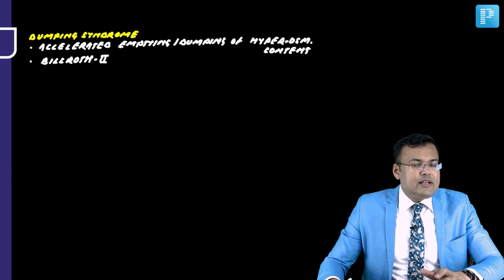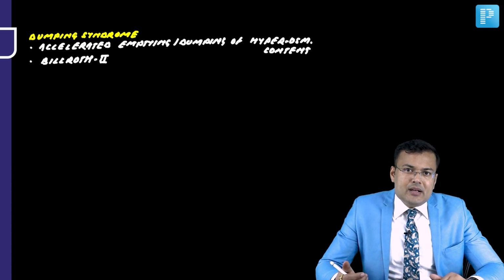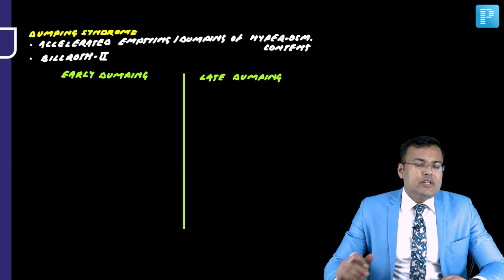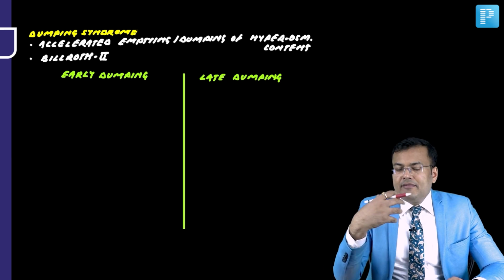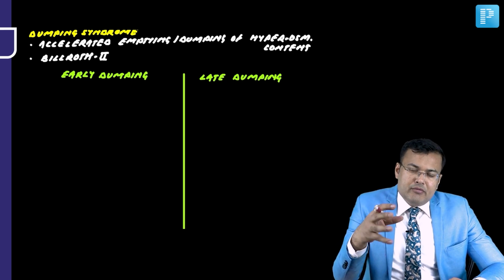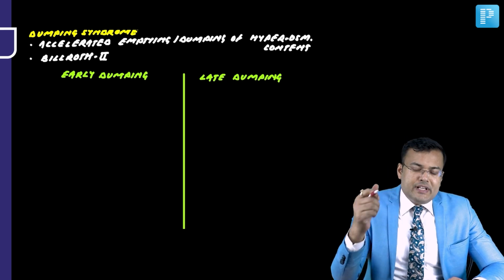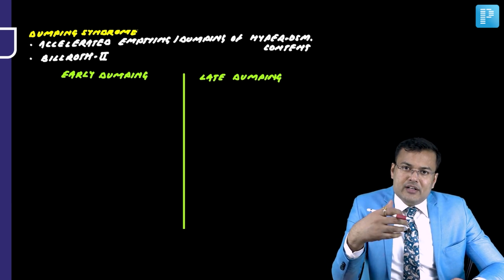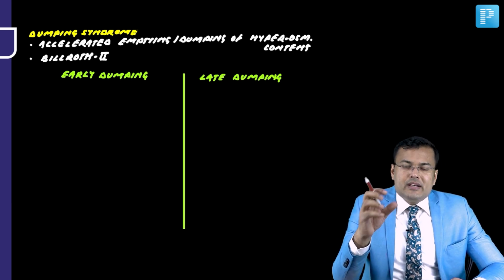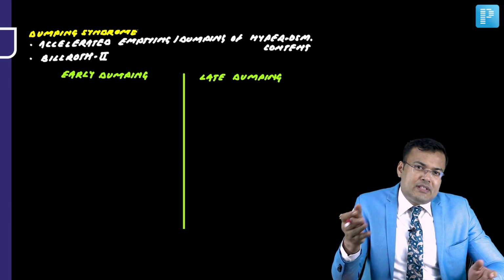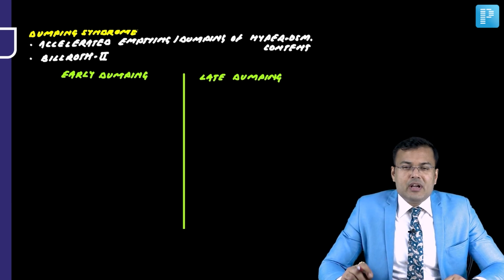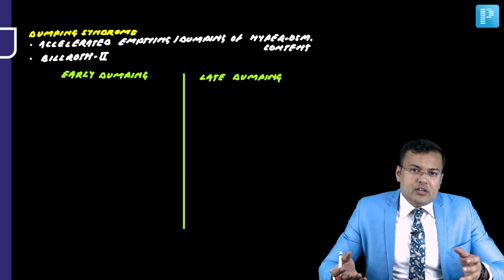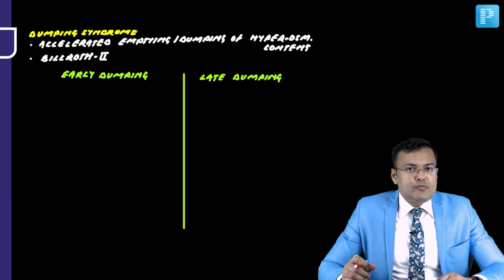Clear? It is divided into two types, early dumping and late dumping. See the differences. Early dumping is seen within 15 to 30 minutes of meals. Whenever you eat food, suppose there is a Billroth 2 gastrectomy, this hyperosmolar content enters the proximal part of the jejunum. It is going to irritate the jejunum, so there is increased secretion from the jejunum, and 2 to 3 liters of fluid will collect in the lumen of the small intestine.